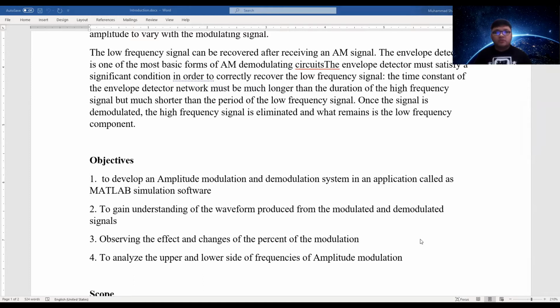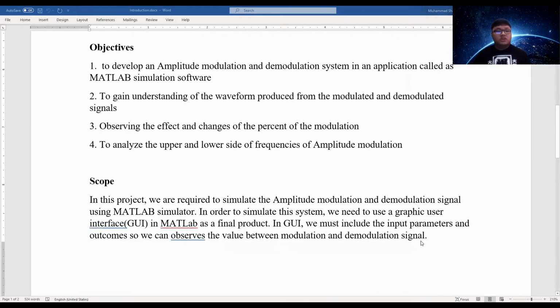Today I'm going to explain about the objectives of our project. First and foremost is to develop an amplitude modulation and demodulation system in MATLAB simulation software. Secondly, to gain understanding of the waveforms produced from the modulated and demodulated signals. Third, observing the effects and changes of the percentage of modulation. And last but not least, to analyze the upper and lower side frequencies of amplitude modulation.